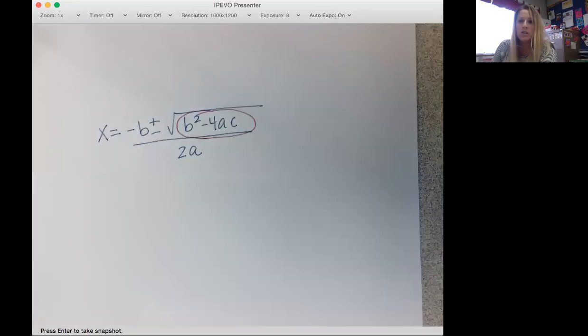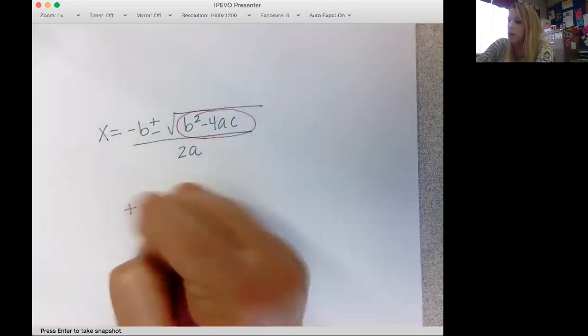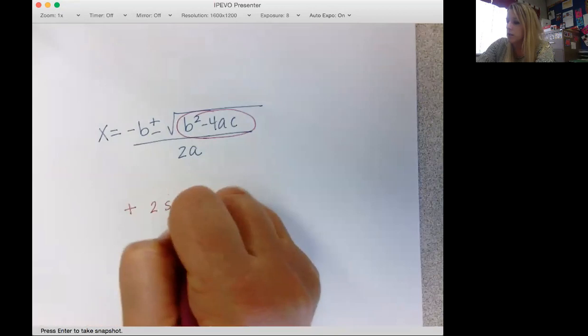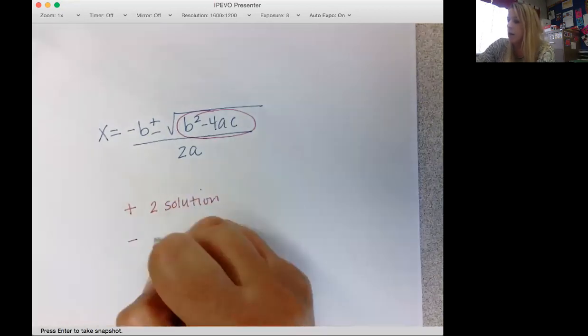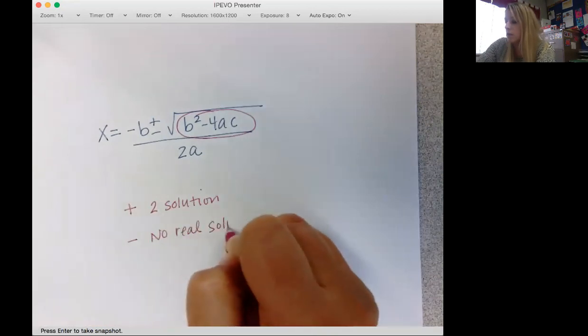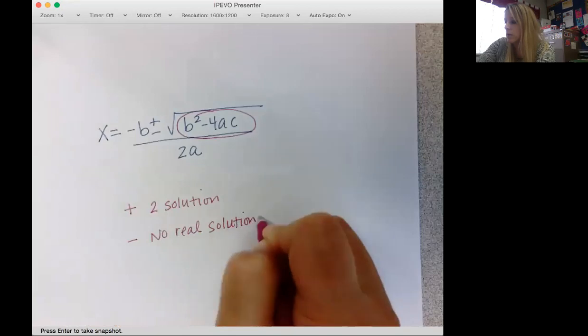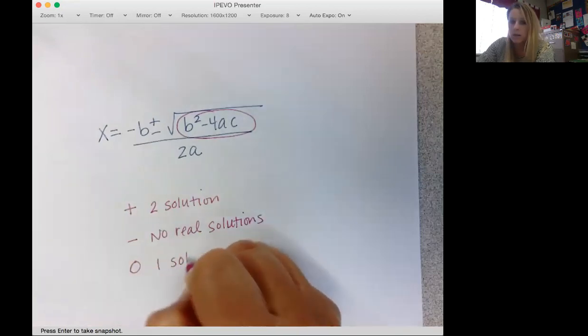So this is the discriminant. The discriminant is going to tell us like what type of solutions are we going to have. It's just like a preview of what will come. Okay, and so if that is a positive number, then we're going to get 2 solutions. And if that's a negative number, we're going to get no real solutions. And then if it's a 0, that means we're going to get 1 solution.